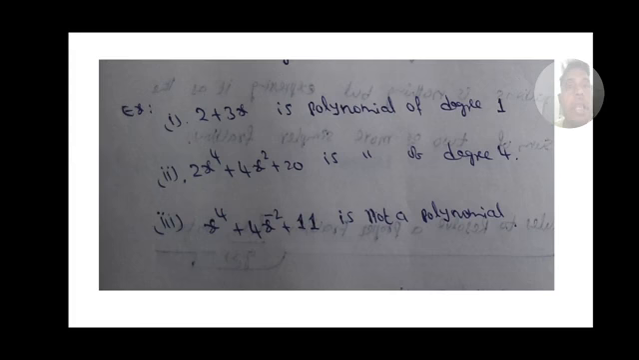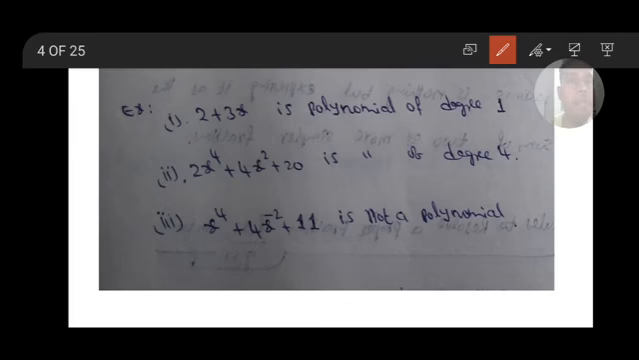Next. Examples of polynomials. 2 plus 3x is a polynomial of degree 1, because the highest power of x is 1. So it is a polynomial of degree 1. And 2x to the power of 4 plus 4x square plus 20 is also a polynomial. The highest power of x is 4, so it is a polynomial of degree 4.